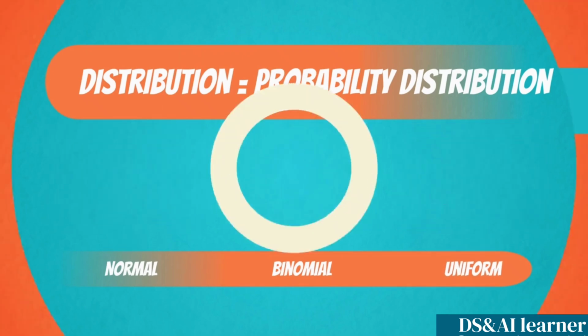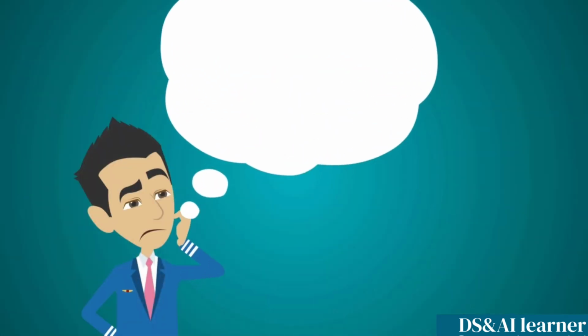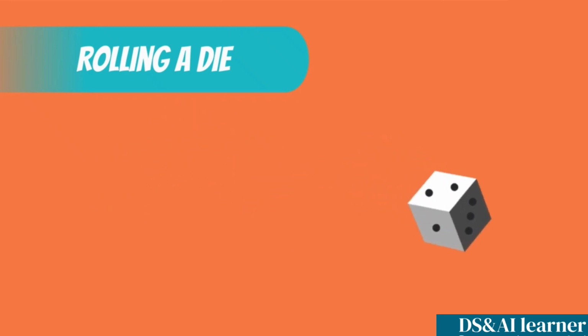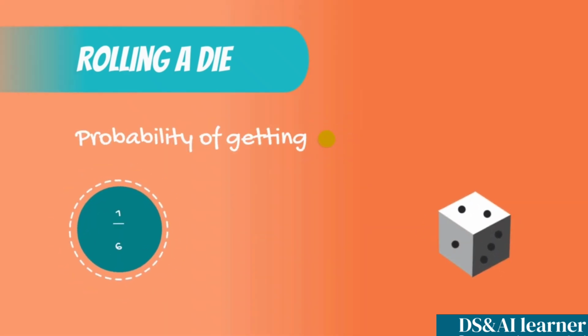All right, let's start with the definition. A distribution is a function that shows the possible values for a variable and how often they occur. Think about a fair die. It has 6 sides, numbered from 1 to 6. We roll the die. What is the probability of getting 1? It is 1 out of 6, so 1/6, right?